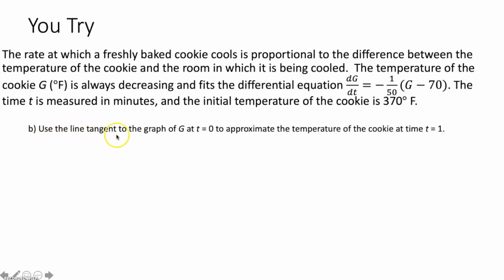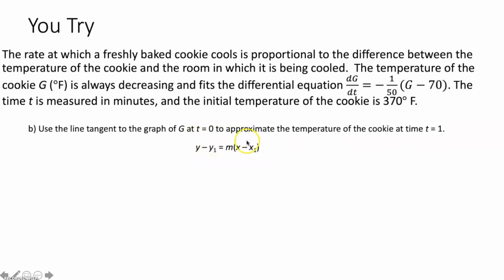Part B says use the line tangent to the graph of G at time t equals 0 to approximate the temperature of the cookie at time t equals 1. So in order to use a tangent line to approximate the temperature at time t equals 1, we need to figure out the equation of that tangent line. So in order to find the equation of a line, we need a point and a slope to plug into point slope form. Well, let's start with the point, x sub 1 comma y sub 1.